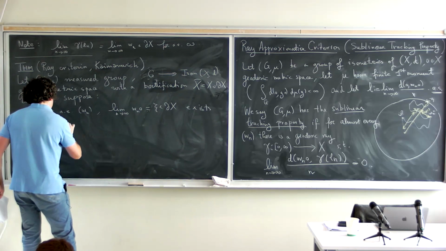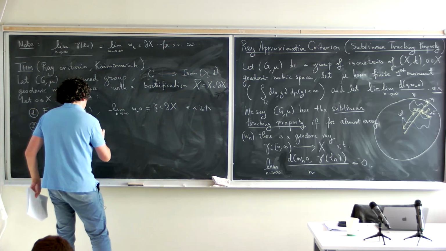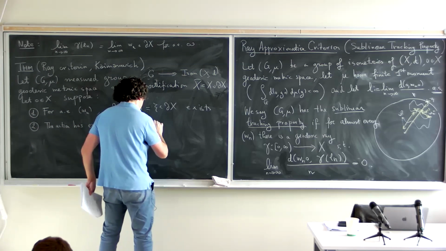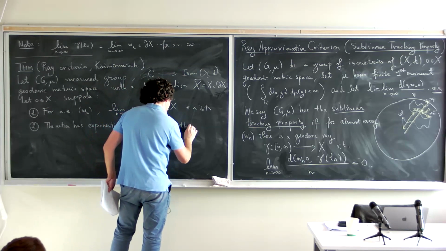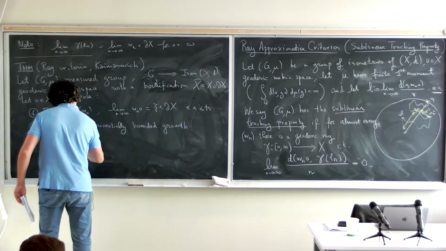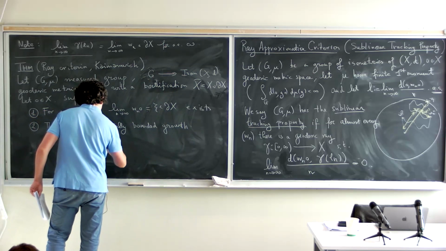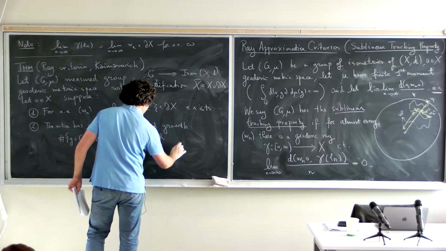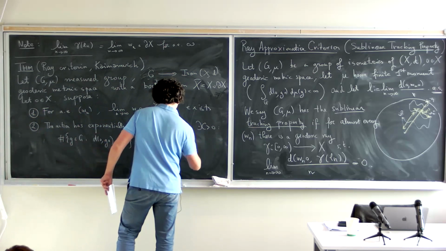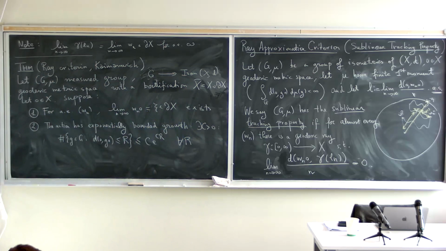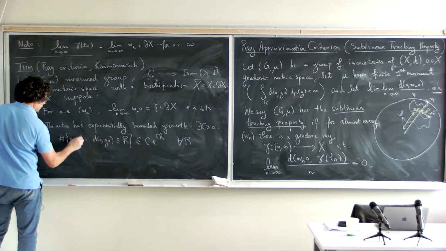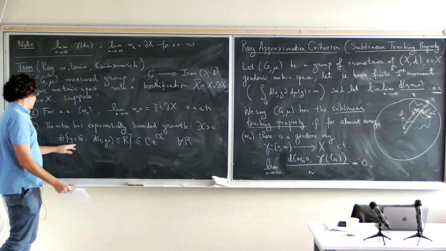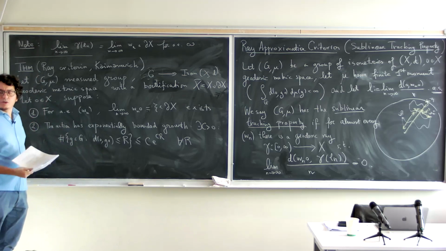So the action has exponentially bounded growth, meaning the following: that the number of g in G such that the distance between o and go is less than R has to be bounded by C e to the CR for every R. So for every ball in the space, the number of elements of the group that gives rise to that is somewhat bounded.